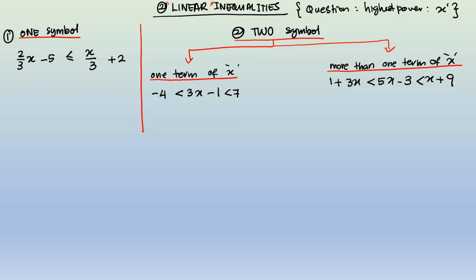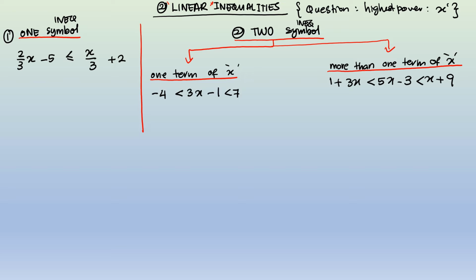The first part is when we have only one inequality symbol in our equation. For example, you can see here in this equation we only have one inequality. The second part is when we have two inequality symbols. Let's first focus on one symbol.